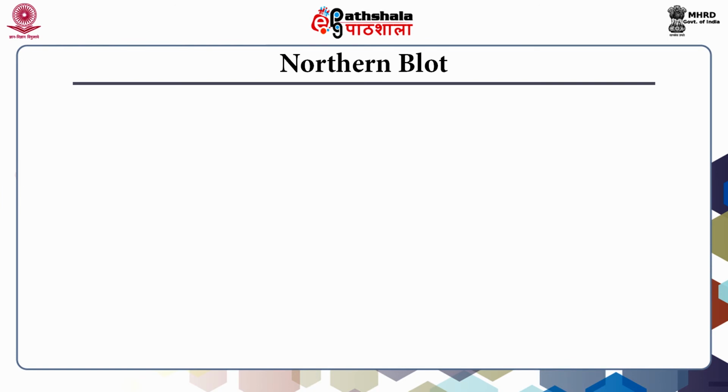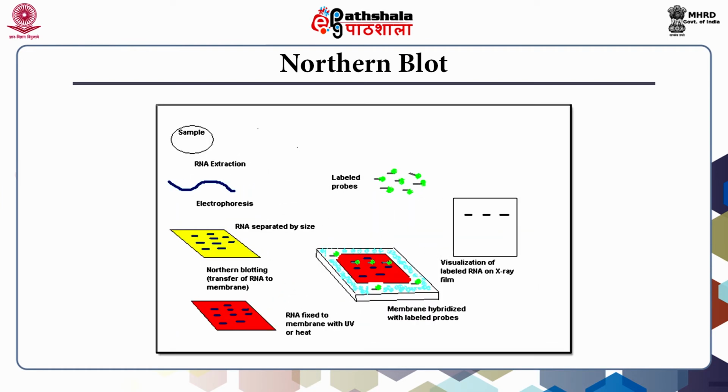Northern blot. This figure is a diagrammatic representation of the Northern blot. Here the RNA is extracted from the sample, run on the gel, and it gets separated on the basis of its size. From the gel, RNA is transferred to the membrane, nitrocellulose or PVDF, and fixed by UV light or by heat. It is then hybridized with the labeled probe and finally visualized on the X-ray film.